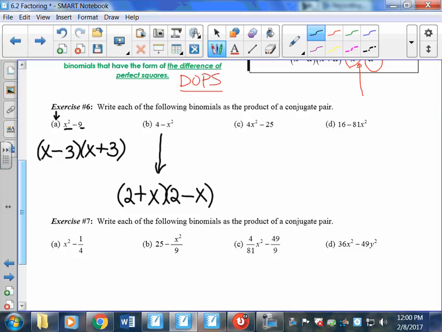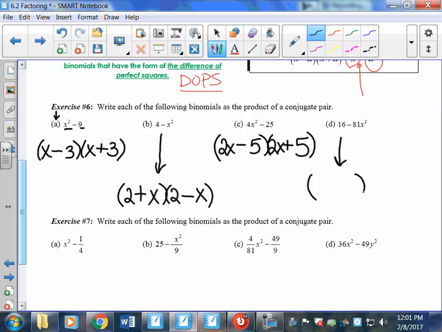Taking a look at the next one, 4x squared and 25, both perfect squares. So 4x squared, the square root of it is 2x, because 2x times 2x is 4x squared. The square root of 25 is 5, and we put a plus and a minus in the middle for your signs. And the way that you can double check this is using double distributive.